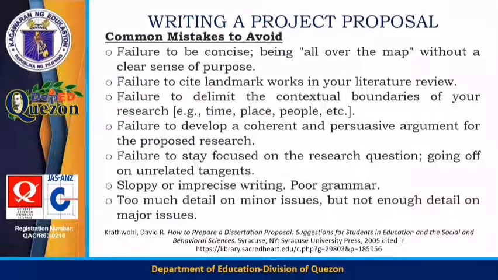So meaning to say, in the discussion, the researchers make it lengthy, though there is a possibility to make it brief but informative and comprehensible to the readers. Number 2, failure to cite landmark works in your literature review. So we have the basis for conducting the study. That's why similar studies may be mentioned or should be mentioned in our write-up.